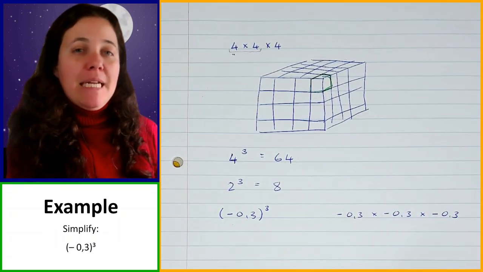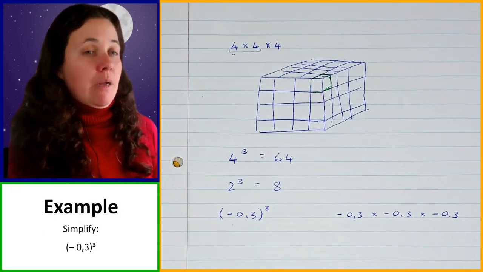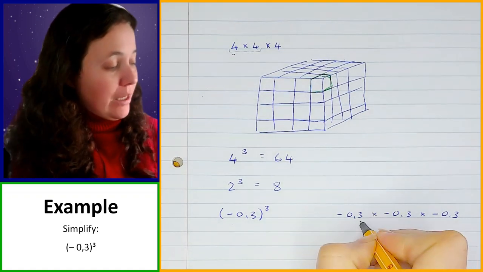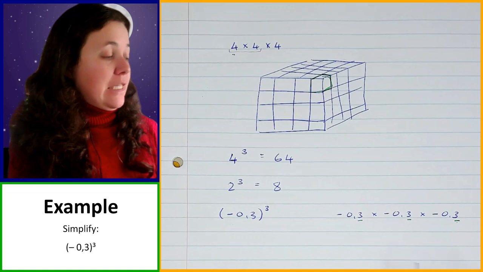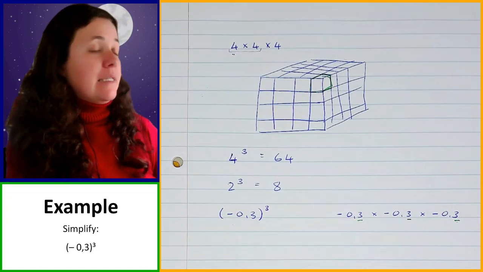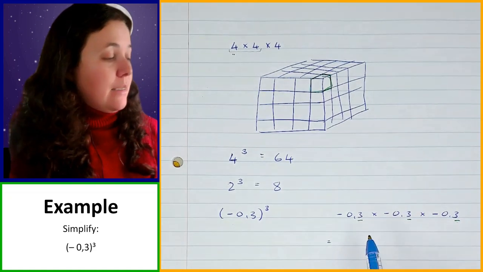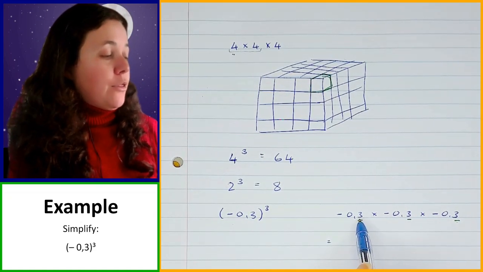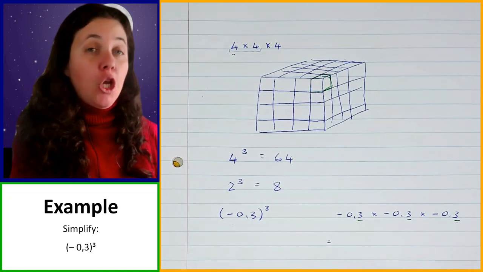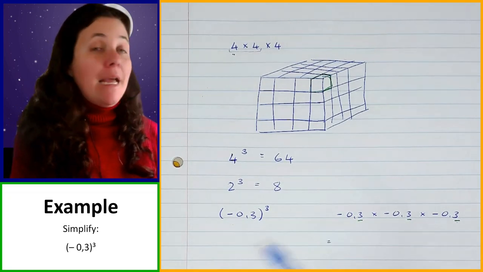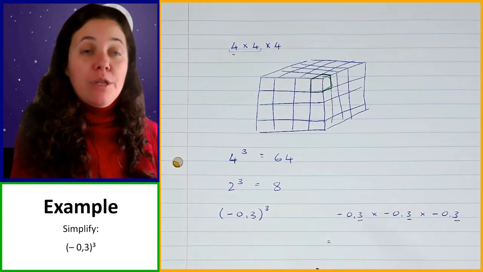So I need to count how many decimal places there are altogether that are being multiplied together initially. I've got 1 here, 1 here, and 1 here. If I add those together, that's 3. So that means that my answer should have 3 decimal places. Now I'm going to say 3 times 3 times 3. We just did our table and we found that when we cubed 3, we got 27. So if you know those perfect cubes, that'll help you with this.